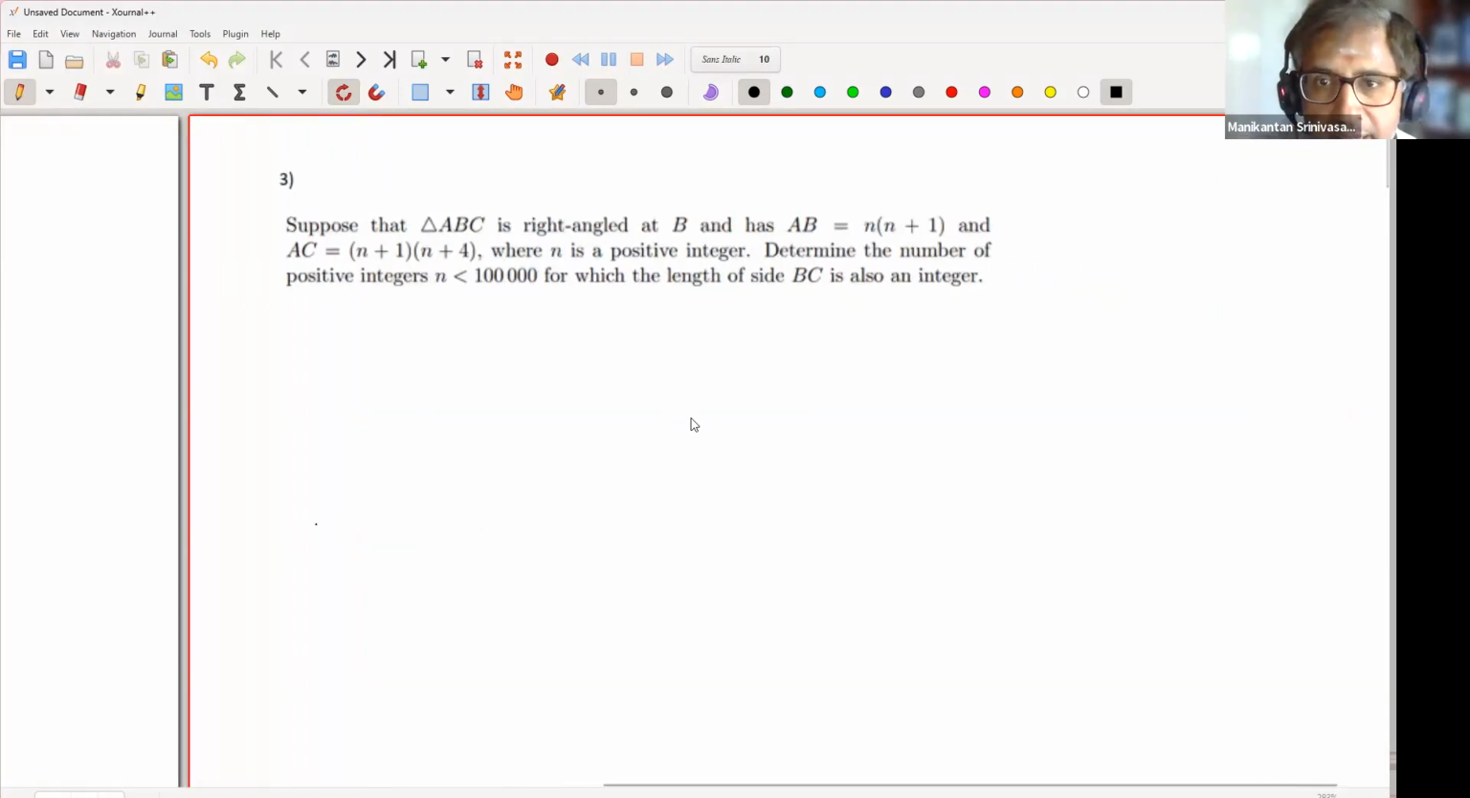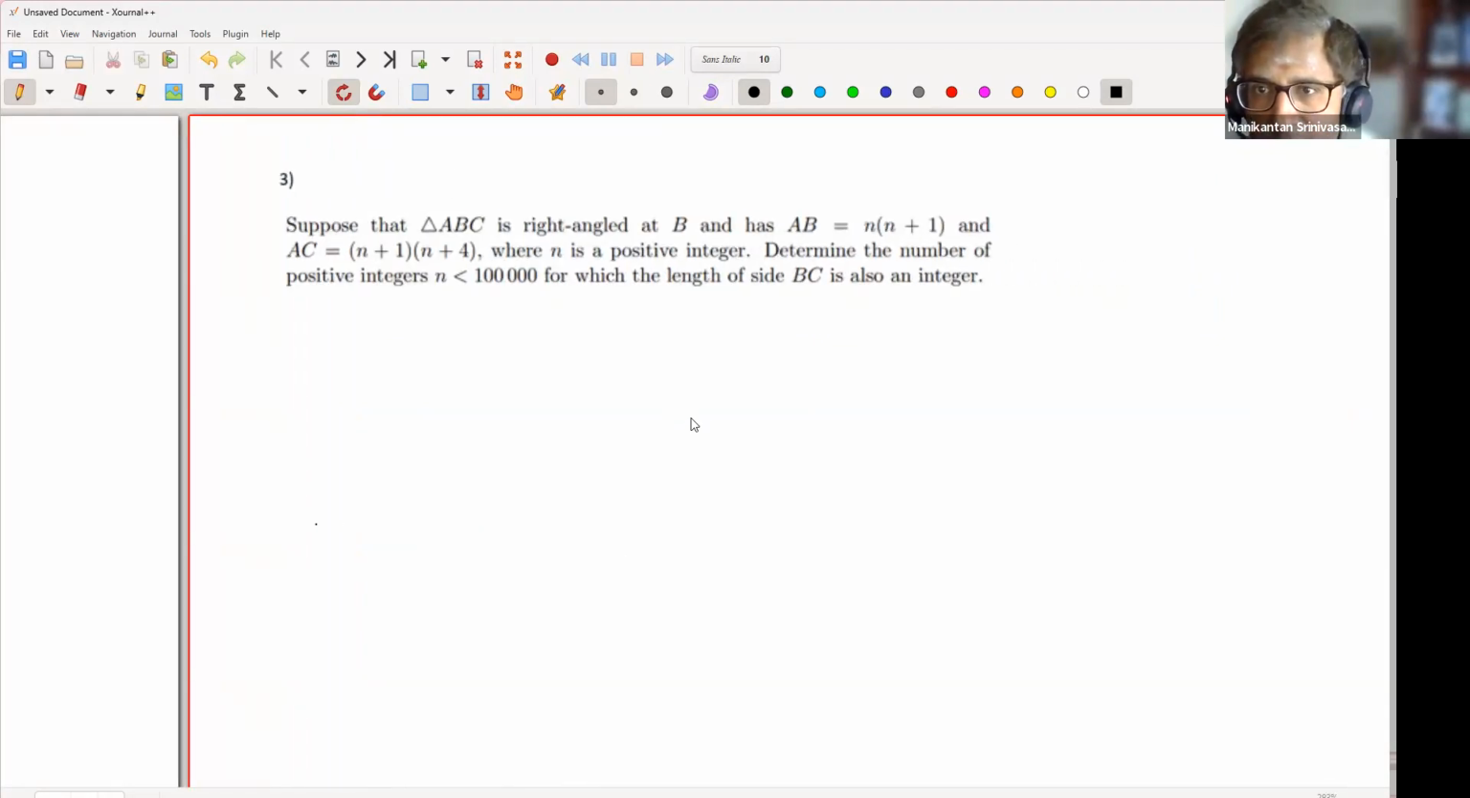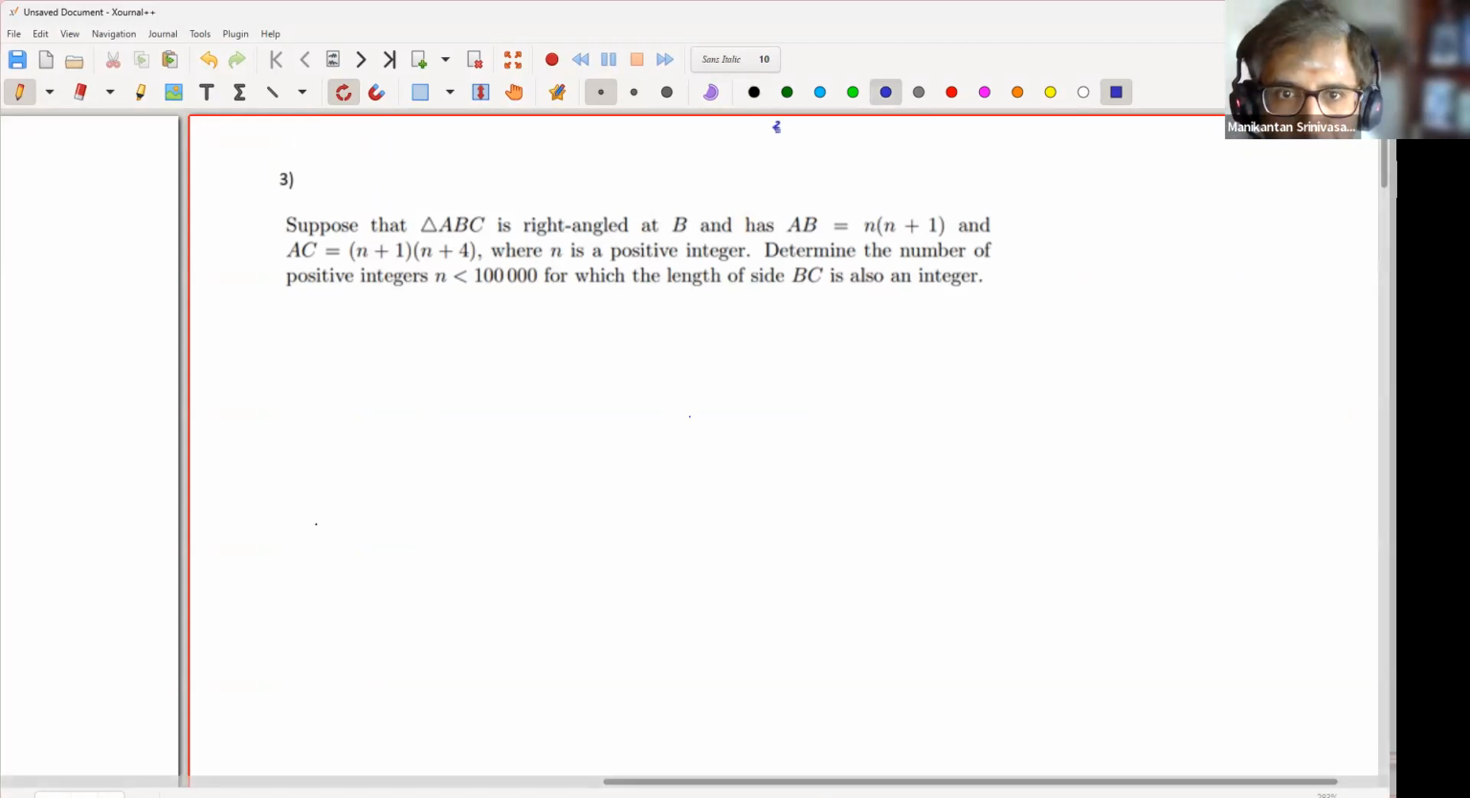ABC is a right angle triangle. AB is given as n into n plus 1. Integer sides, right? n is a positive integer. Determine the number of positive integers n less than 100,000 for which the length of BC is also an integer.